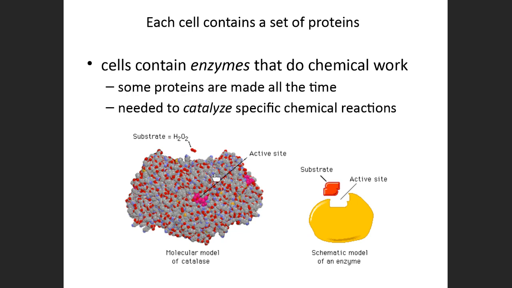This is a molecular model of an enzyme called catalase. And catalase is an enzyme that is very commonly found in peroxisomes. And peroxisomes are there to basically detoxify hydrogen peroxide. Hydrogen peroxide is a toxic byproduct. It's very corrosive. It's a toxic byproduct of cellular respiration.